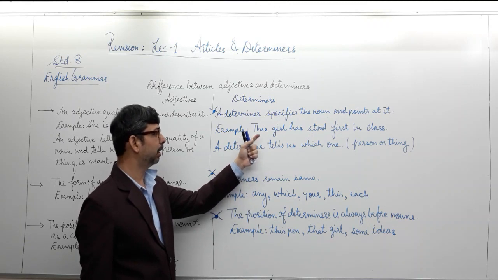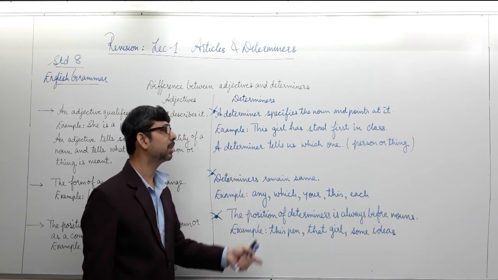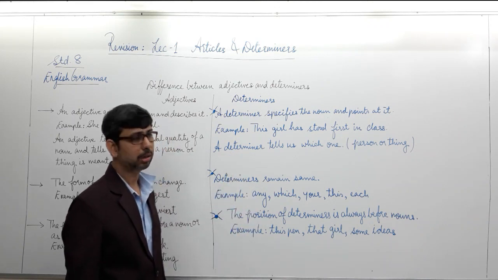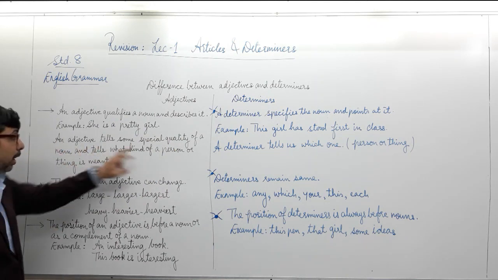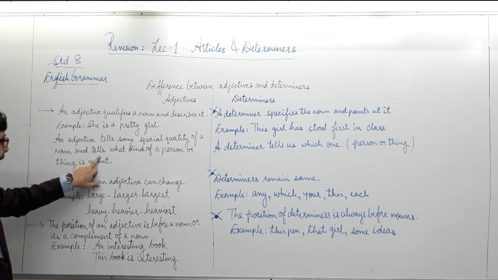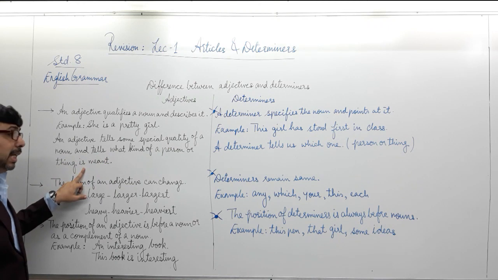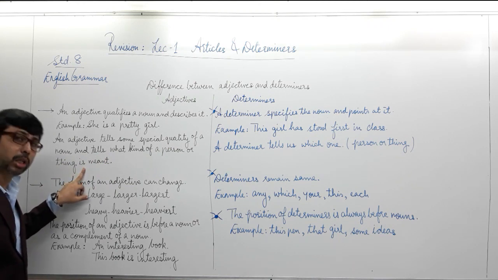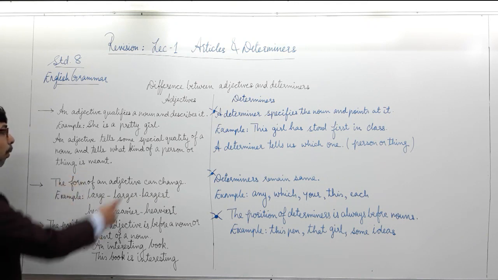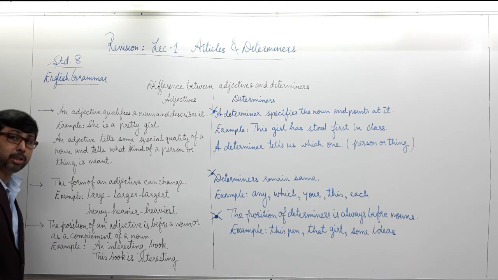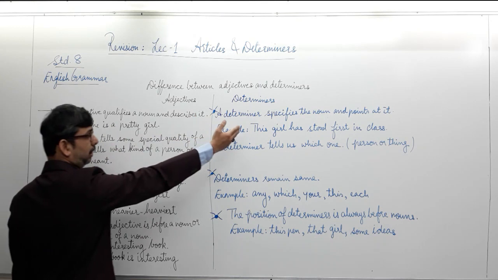As you can see in this example, this girl has stood first in the class. So it is telling us which person has stood first in the class, this person or this girl. But an adjective tells some special quality of a noun and tells what kind of person or thing is meant. It is not telling us which one, but it is telling us the quality of that particular person, the special quality of the noun or person, and tells us what kind of person or thing is meant to be. So this is the first and foremost difference between an adjective and a determiner.